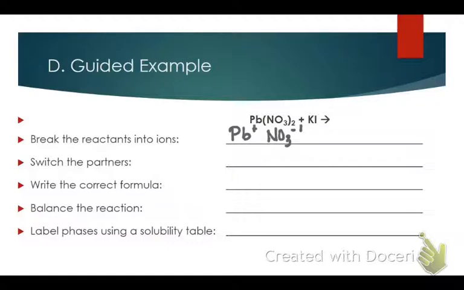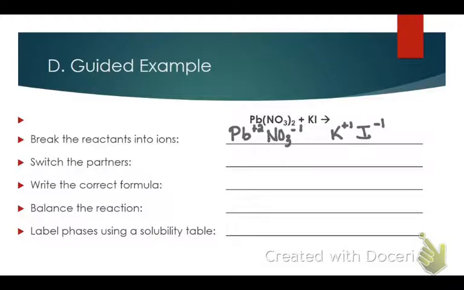Lead, we do not know the charge because of its placement on the periodic table, but because of that subscript 2 outside of the parentheses, I know that has to be there because of the lead. I now need to break apart my other reactant, the potassium iodide. I can use my periodic table to establish charges for each. Potassium is a +1, iodine is -1. We did a similar thing with single replacement. The only difference is we again have two compounds.